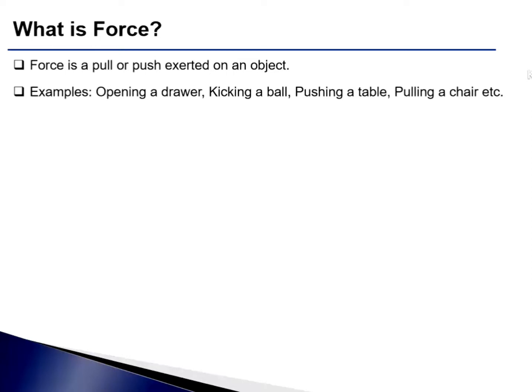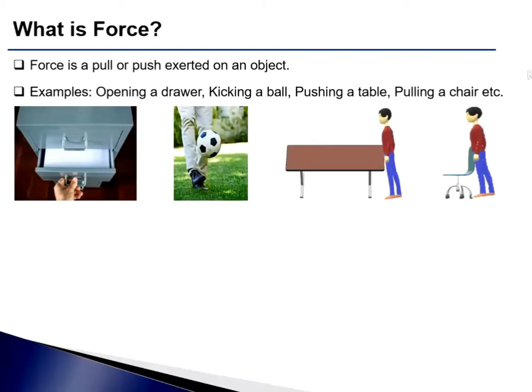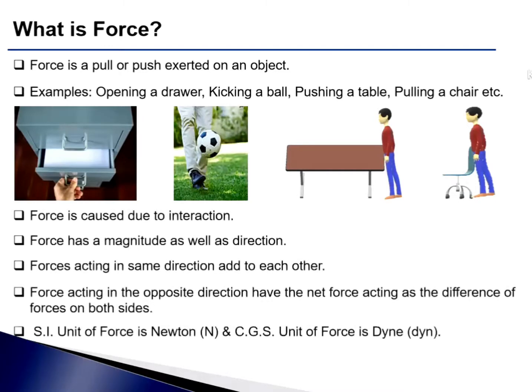Examples in everyday life include opening a drawer, kicking a ball, pushing a table, pulling a chair, walking on the floor, fishes swimming, birds flying, and the like. In simple words, interaction between two surfaces causes force to come into play. Force has a magnitude, that is, a value, and a direction of action.